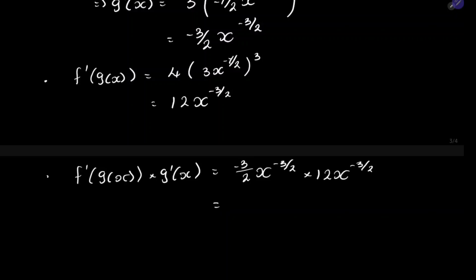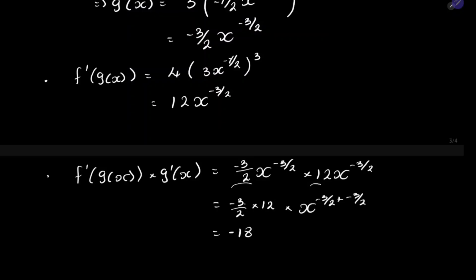Knowing that both of them are like terms, we can just add the powers and multiply the coefficients normally. Negative 3/2 times 12 times x to the power negative 3/2 plus negative 3/2. Since it's a product, this gives us negative 18.